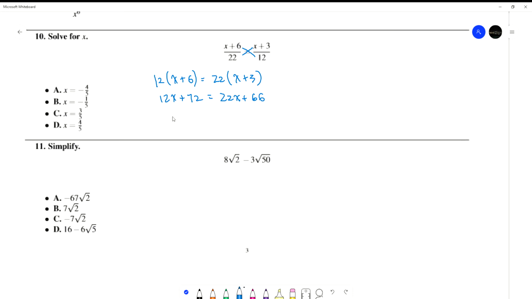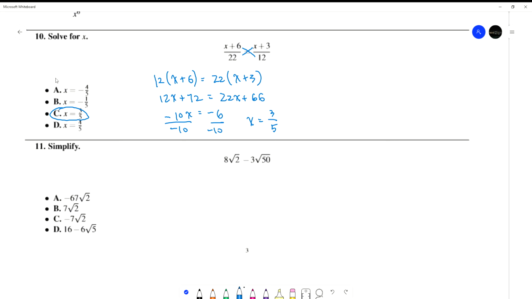So I'm going to subtract 22x. That gives me negative 10x is equal to, then I have to subtract 72 on both sides, and I get negative 6. Lastly, you divide by negative 10 on both sides. So you have x is equal to, and you should reduce the fraction, 3 over 5. That gives me answer choice C. Okay.